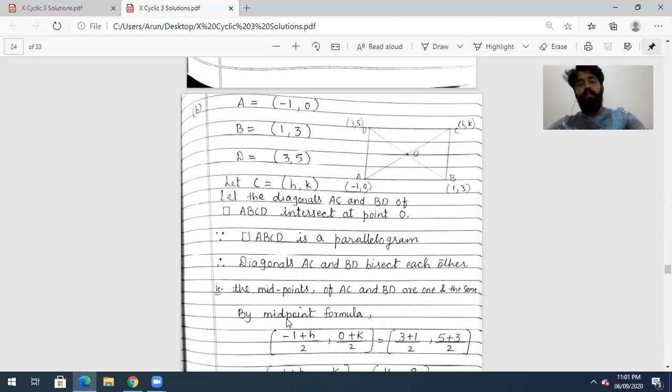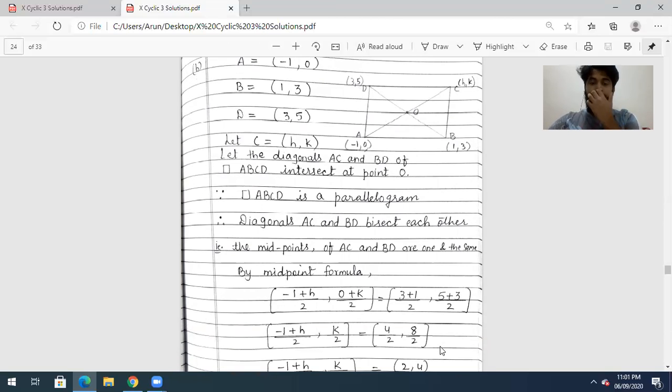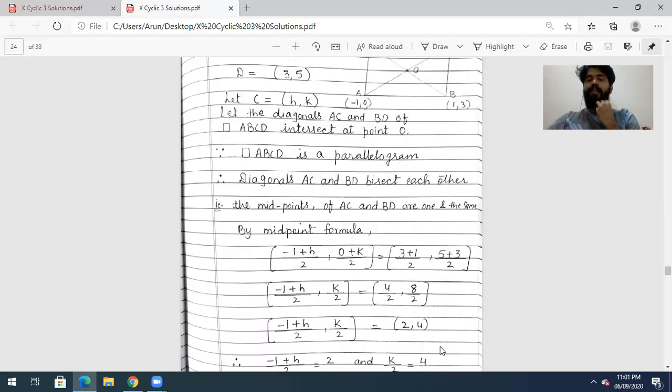So by using the midpoint formula, the midpoint of AC would be ((-1 + h)/2, (0 + k)/2), which will be equal to the midpoint of BD, which is ((3 + 1)/2, (5 + 3)/2). So we have ((-1 + h)/2, k/2) is equal to (4/2, 8/2). So ((-1 + h)/2, k/2) is equal to (2, 4).